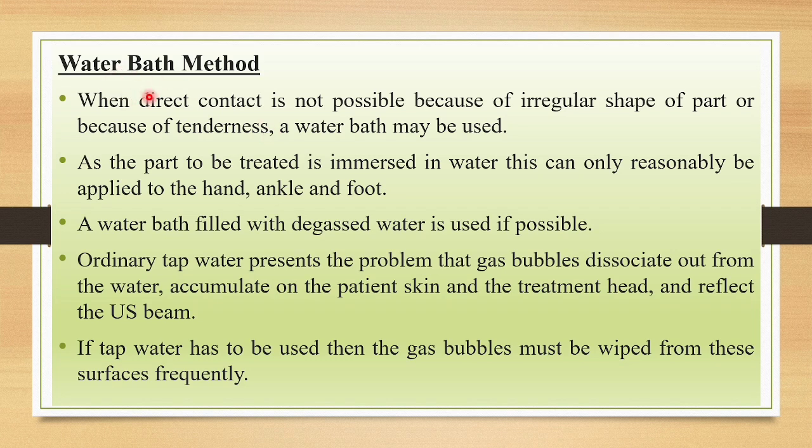The next method is the water bath method. When the direct contact method is not possible because of the irregular shape of a part, or because of tenderness, a water bath method may be used. As the part to be treated is immersed in water, this can only reasonably be applied to the hand, ankle, and foot. In the last slide I already mentioned the malleolus region, which is irregular in shape. So we can use this method instead of the direct contact method in order to prevent damage to the crystals inside the ultrasonic head.